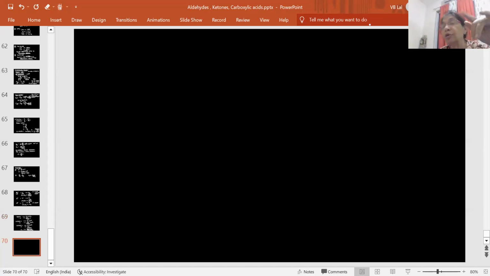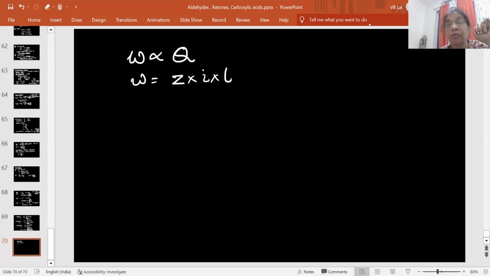Now to understand the first law, what does the first law say? The first law says that the weight of the substance discharged at an electrode is proportional to the amount of charge that is passed through the electrolyte. How much charge you pass through the electrolyte, that decides how much is discharged. So I can remove the proportionality sign. I can write W is equal to Z Q. And what is Q? It is I, the current in amperes, into T, the time. So I into T is equal to Q, that you know from physics.